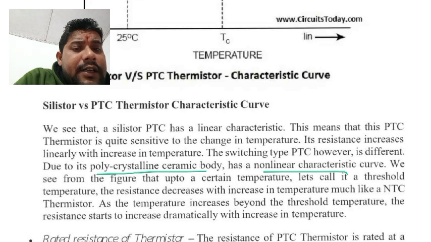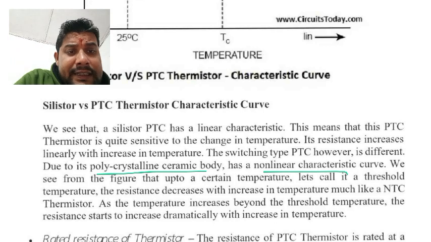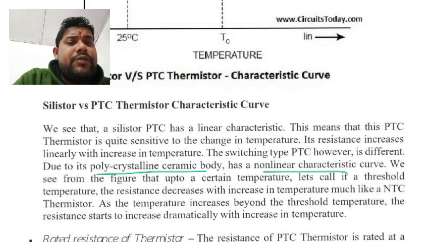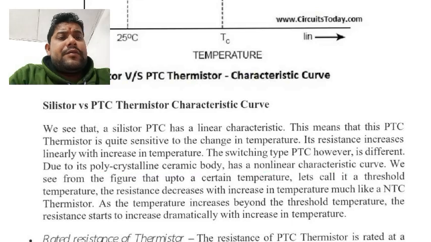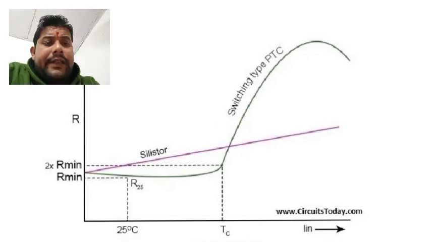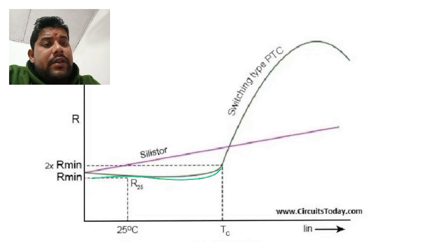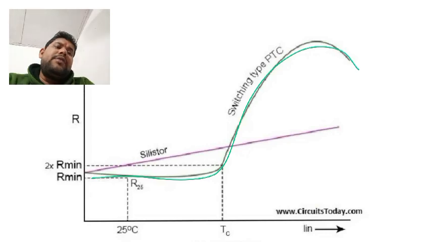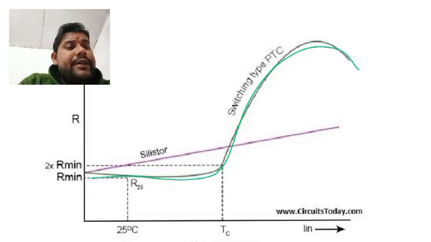At a certain point, let that point be called the threshold temperature. Its resistance decreases with increased temperature, much like an NTC. As its temperature increases beyond the threshold temperature, its resistance starts to increase dramatically. Initially the resistance decreases like this. When it reaches the critical point, it suddenly increases. That's because of the polycrystalline material. That's why this behavior is shown here.